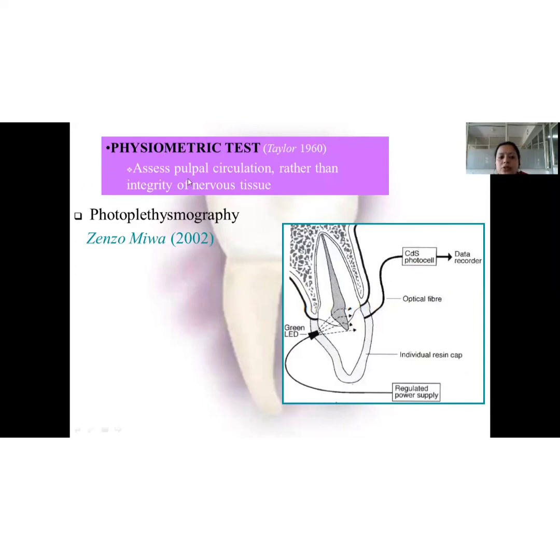And the last one is the physiometric test. It basically assesses the pulp circulation rather than the integrity of the nervous system. The blood supply and the oxygen supply give us more idea of whether the tooth is vital or not than the nerve does. So physiometric testing takes care of the blood supply of the tooth.